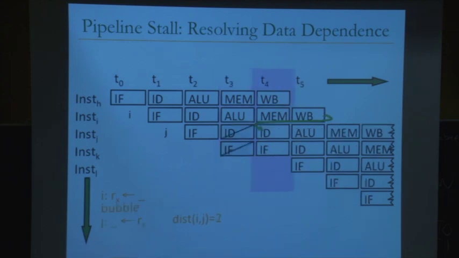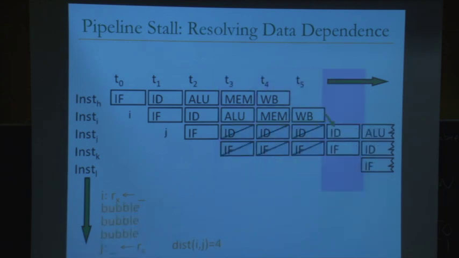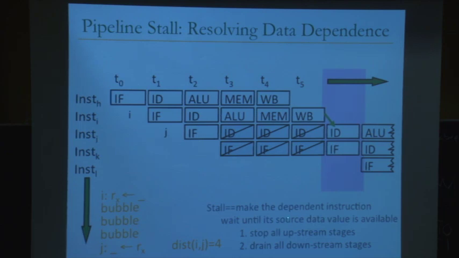You're basically increasing the distance between the instructions. And you could view this as done by the hardware, which is what this is, and done by the compiler. The compiler needs to fill the bubbles with something useful, or if nothing useful, no ops. Okay. So a stall, what is a stall? You make the dependent instruction wait until its source data value is available. You stop all upstream stages and drain all downstream stages. Upstream stages are stages to the left, downstream stages are stages to the right.